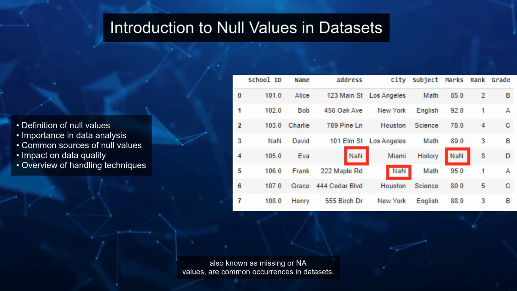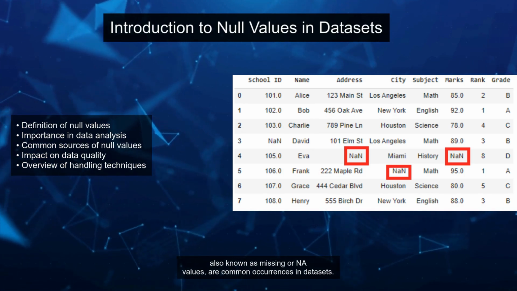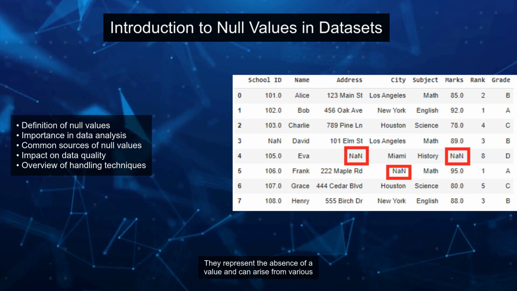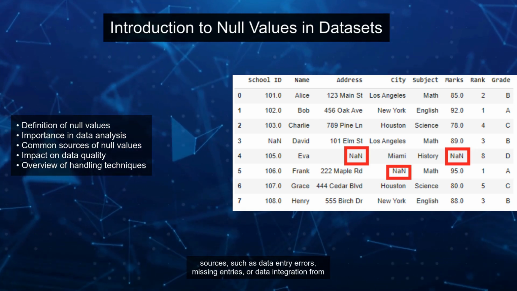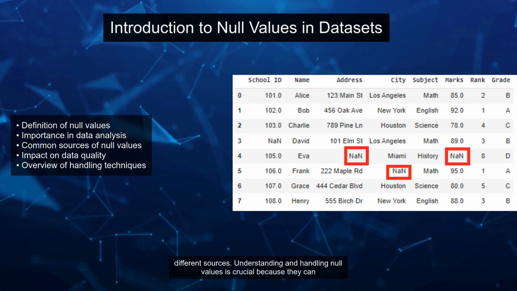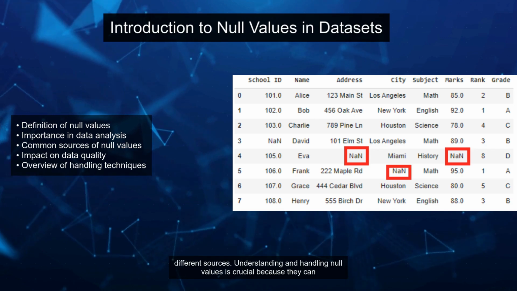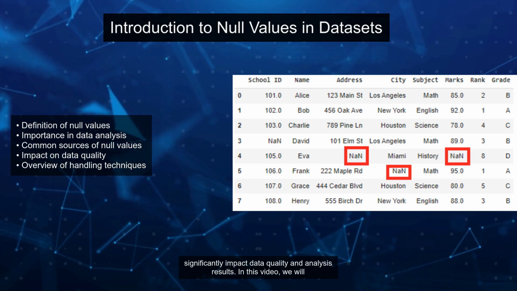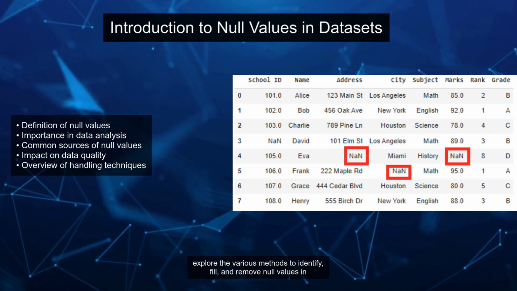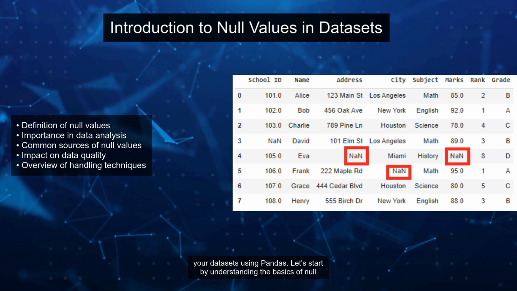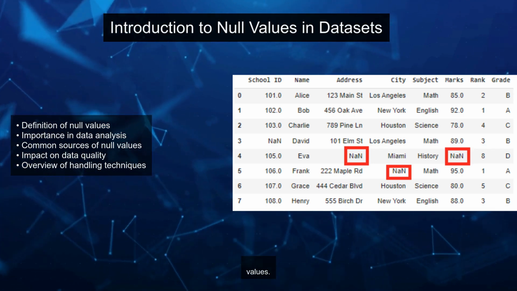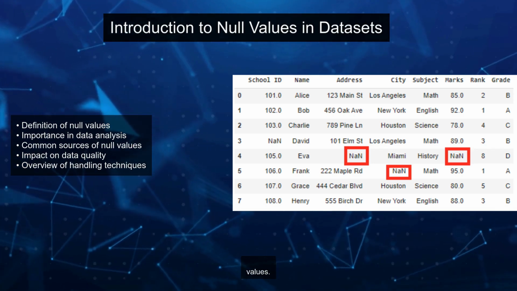Null values, also known as missing or NA values, are common occurrences in datasets. They represent the absence of a value and can arise from various sources, such as data entry errors, missing entries, or data integration from different sources. Understanding and handling null values is crucial because they can significantly impact data quality and analysis results. In this video, we will explore the various methods to identify, fill, and remove null values in your datasets using Pandas. Let's start by understanding the basics of null values.